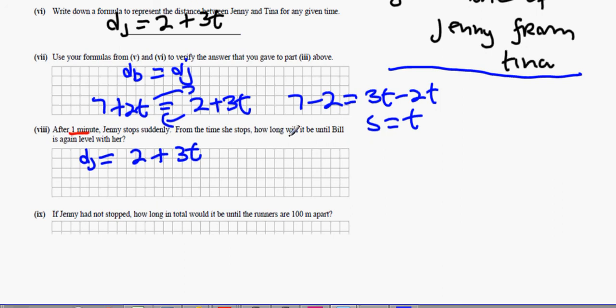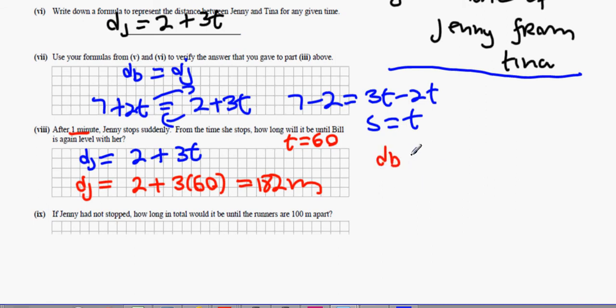T equals 60. So the distance of Jenny away from Tina is going to be 2 plus 3 multiplied by 60, which is 182 meters. Okay, so she's 182 meters away from Tina. Now we have to find the distance of Bill away from Tina at this time as well.